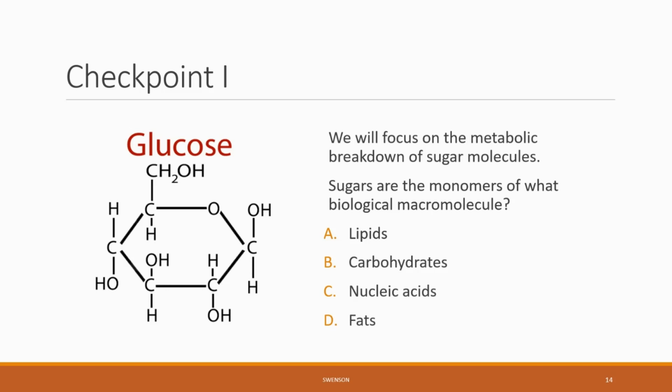Checkpoint 1. We will focus on the metabolic breakdown of sugar molecules. Sugars are the monomers of what biological macromolecule? A. Lipids, B. Carbohydrates, C. Nucleic acids, or D. Fats.